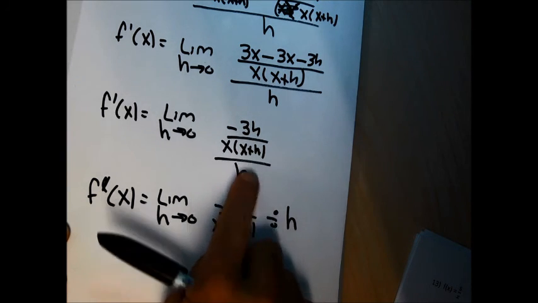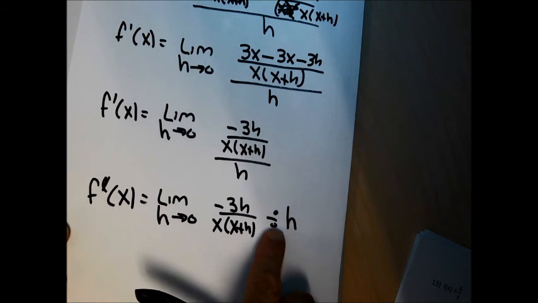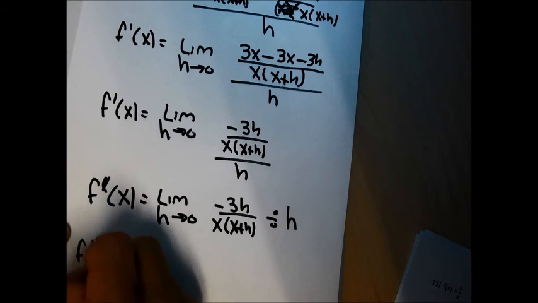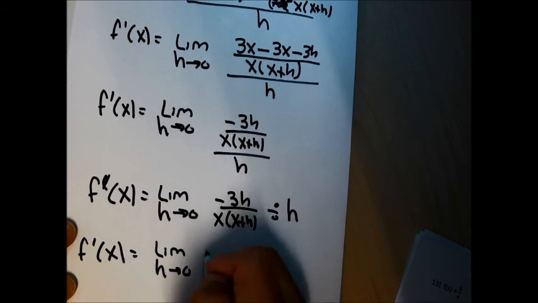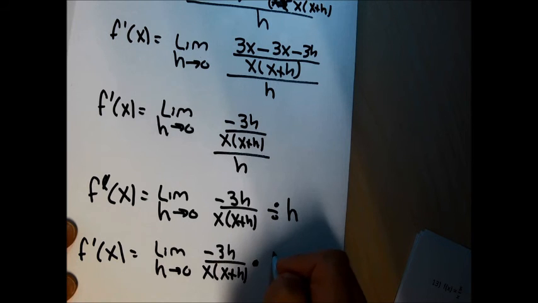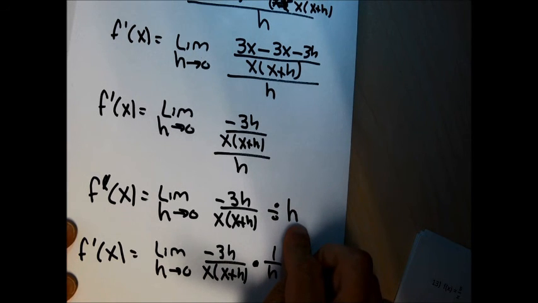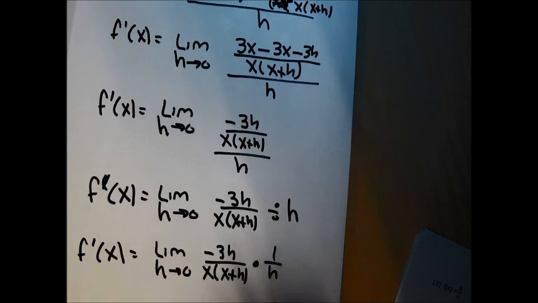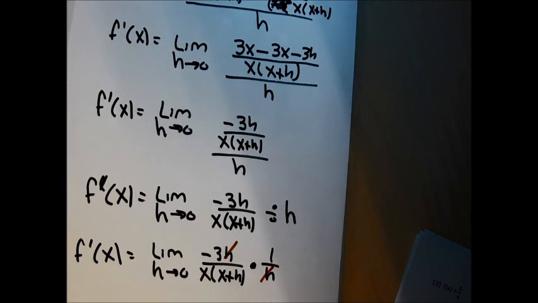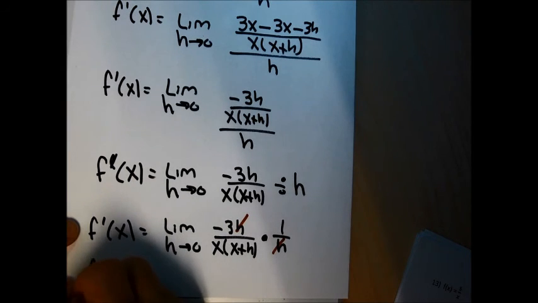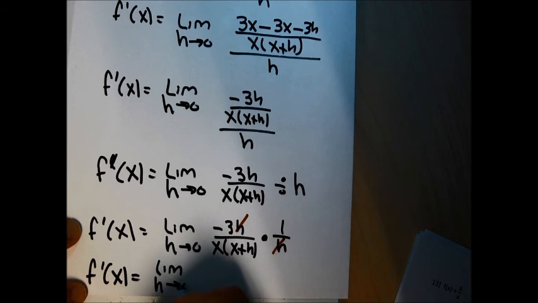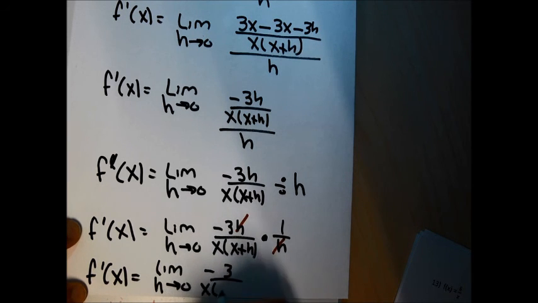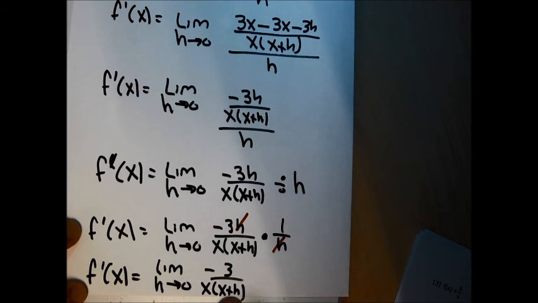So I just made this fraction into a divide. And instead of dividing, I'm going to multiply by the reciprocal. So I'm going to get f prime of x equals the limit as h goes to 0 of negative 3h over x times x plus h times 1 over h, because dividing is the same as multiplying by the reciprocal. Now the h's are going to cancel, and I'm left with f prime of x equals the limit as h goes to 0 of negative 3 over x times x plus h.